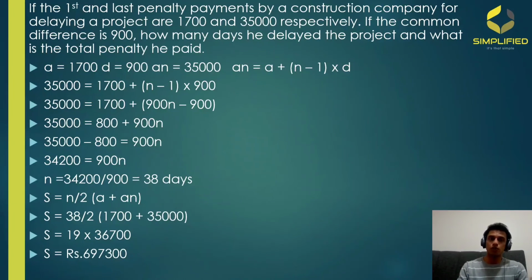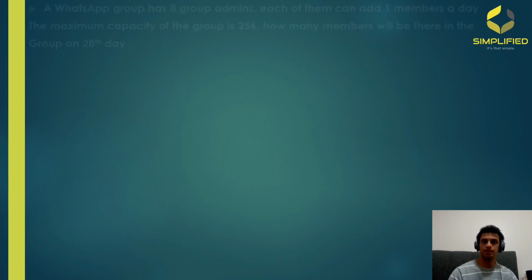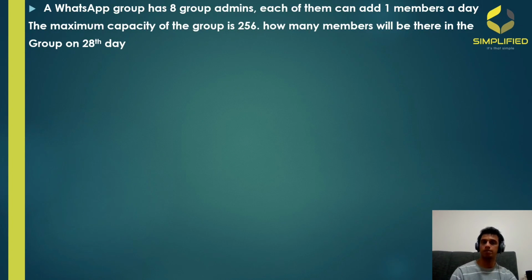We're going to the next question, the last question. So our last question is, a WhatsApp group has 8 group admins. Each of them can add 1 member a day. The maximum capacity of the group is 256. How many members will be there in the group on the 28th day? So the question is very simple. I'll explain how it is working.